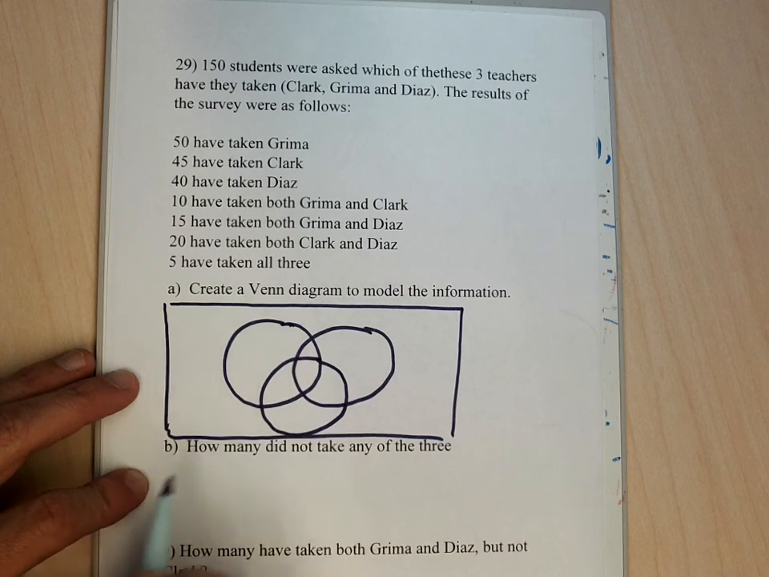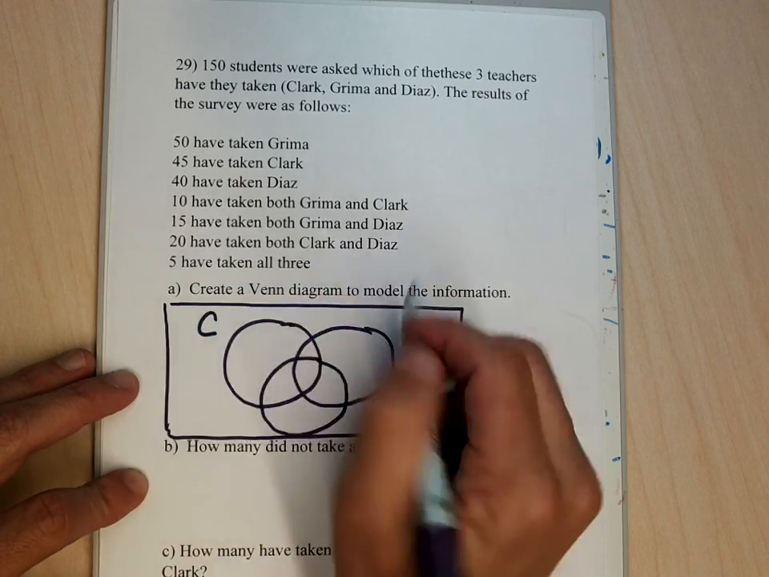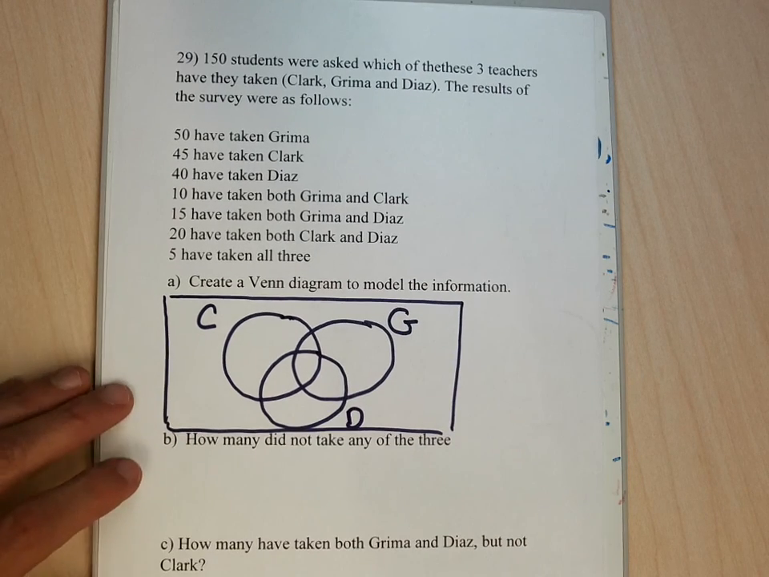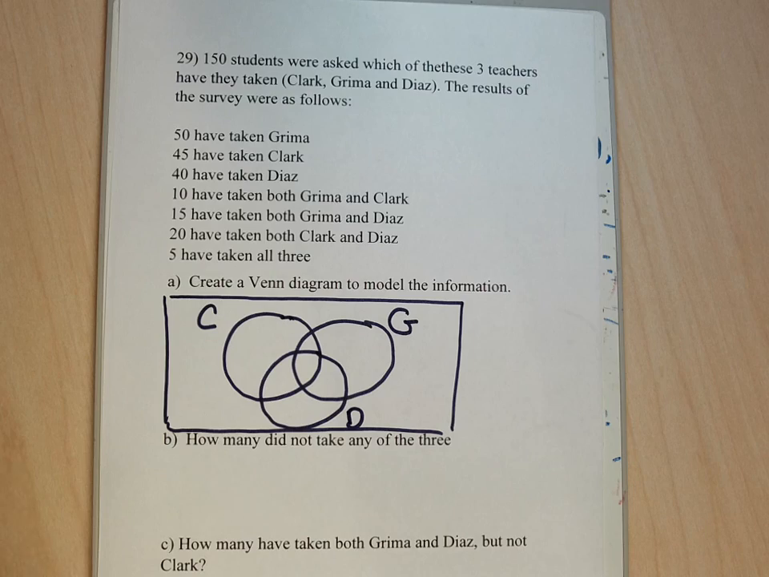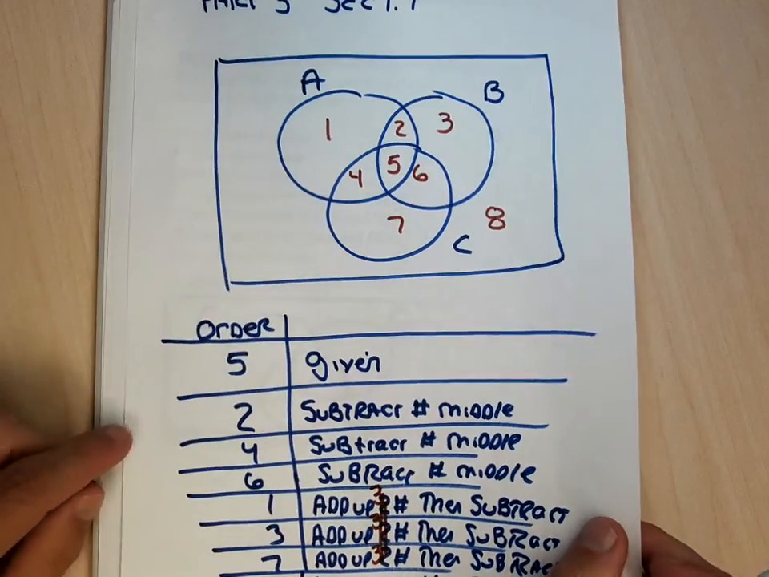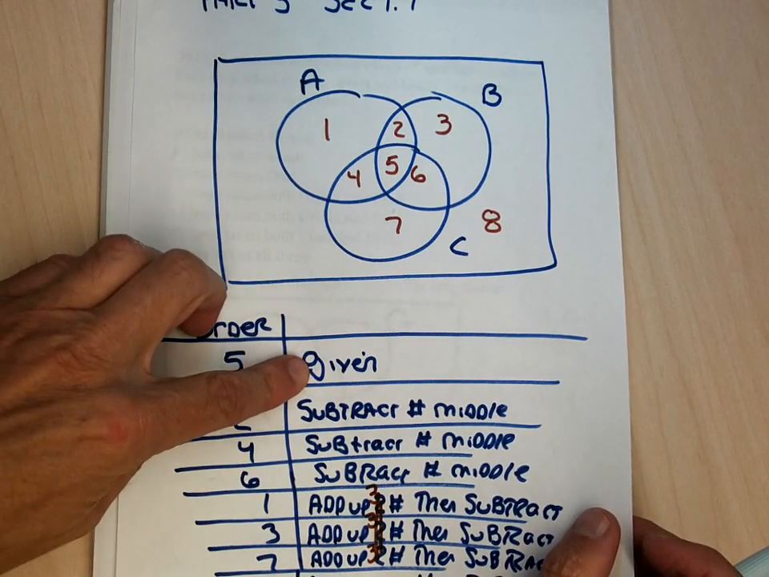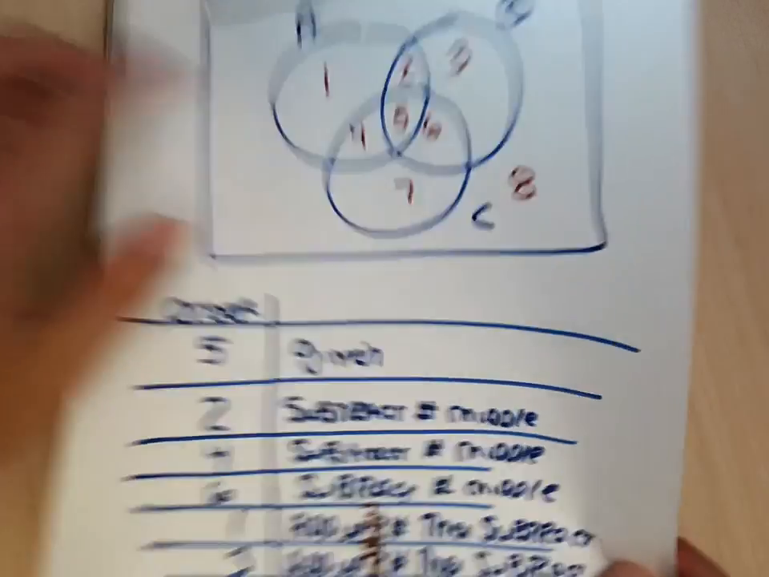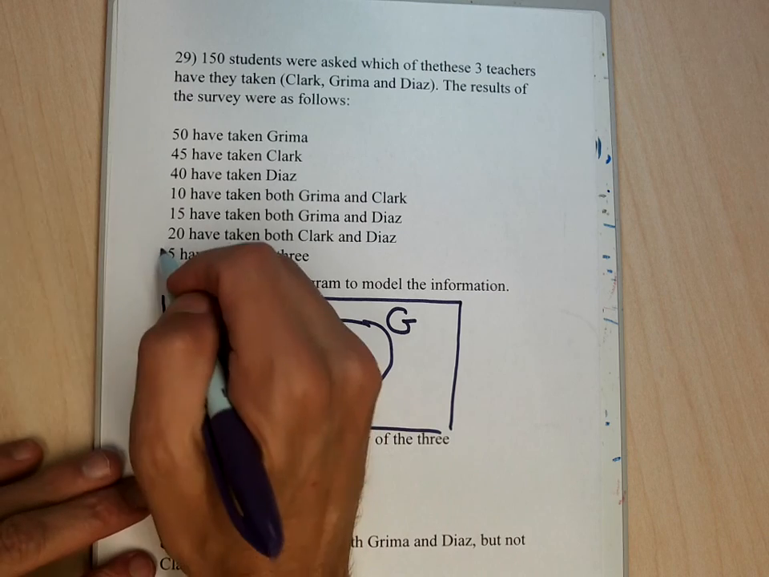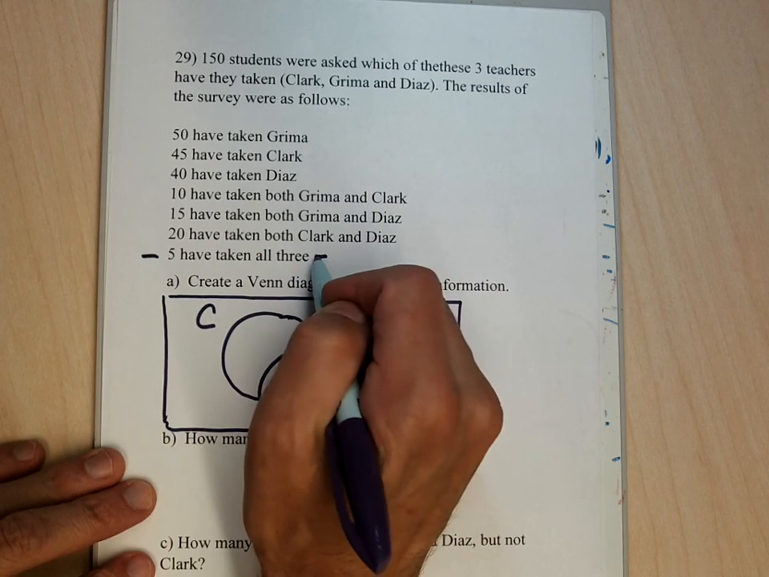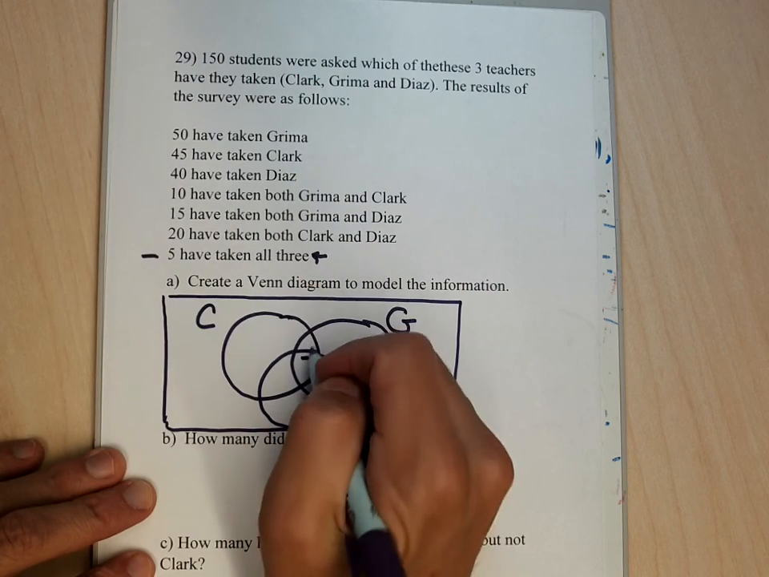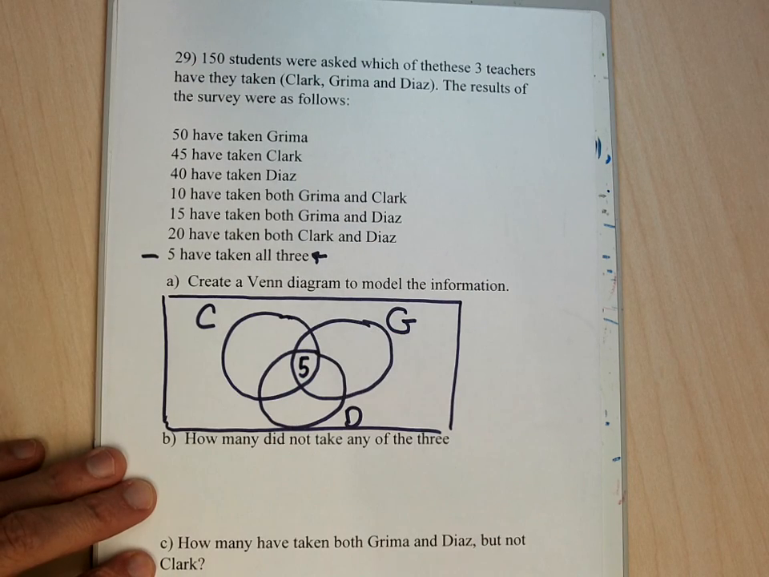So I'm going to make a 3-circle Venn diagram, one for Clark, one for Grima, one for Dr. Diaz. And in a 3-circle Venn diagram, the first thing I'm going to fill in is region 5, and that's a given number. So for region 5, dead center, that's going to be the number of people that have taken all 3. This is going to go for region 5. There's going to be 5 of the 150 students that have taken classes from each of the 3 teachers.